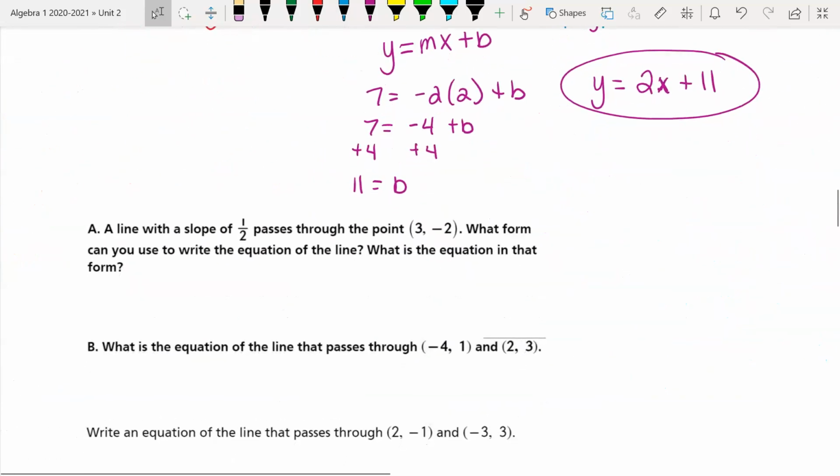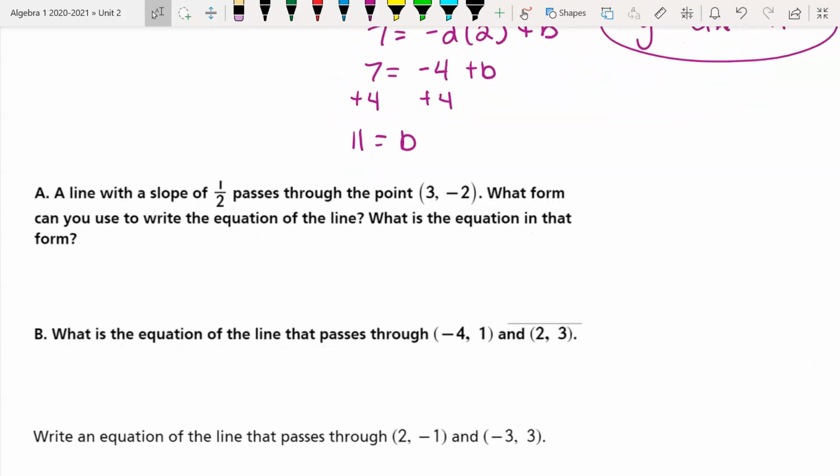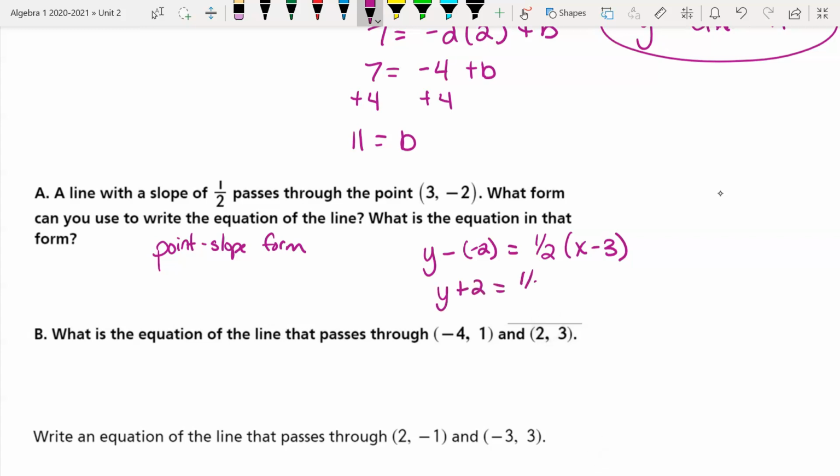So a line with a slope of 1/2 passes through the point (3, -2). What form can you use to write the equation of the line? What is the equation in that form? All right, so this is what we just talked about. We're going to use point slope form because we have a point and a slope. So here's what it looks like. It's going to be y minus a -2 equals my slope of 1/2 times x minus 3. Now let's simplify it. This is going to turn into y plus 2 equals 1/2 times x minus 3. So that's the equation of that line in point slope form.